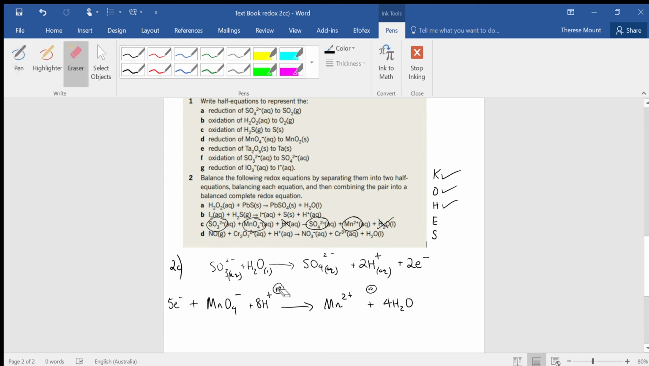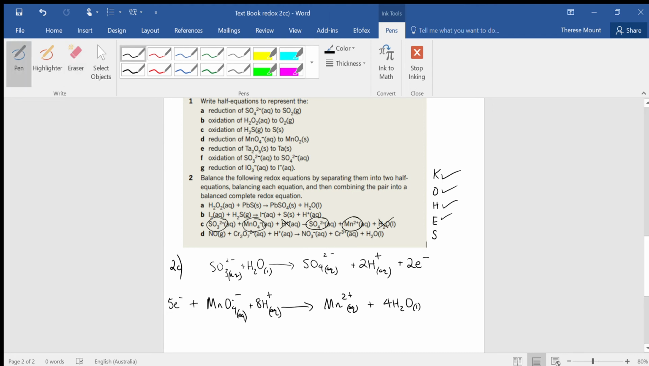Okay, so then my last thing to do is just to add the states. Okay, so liquid, aqueous, aqueous, and aqueous.